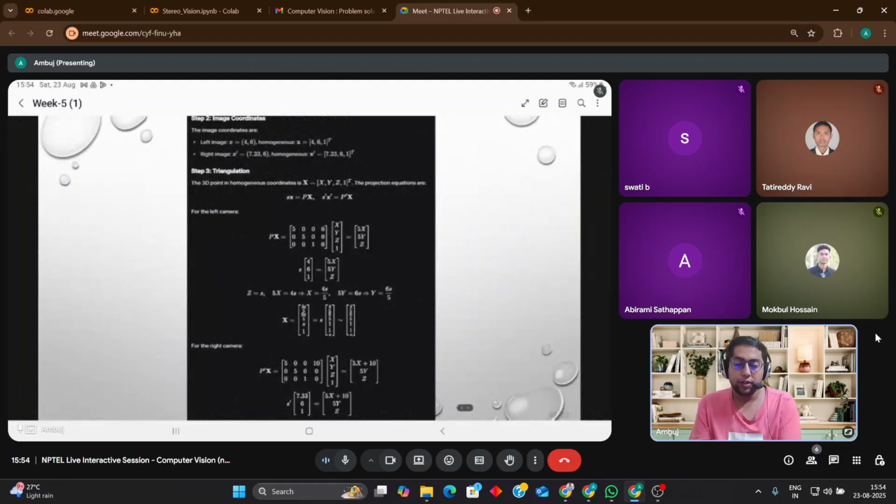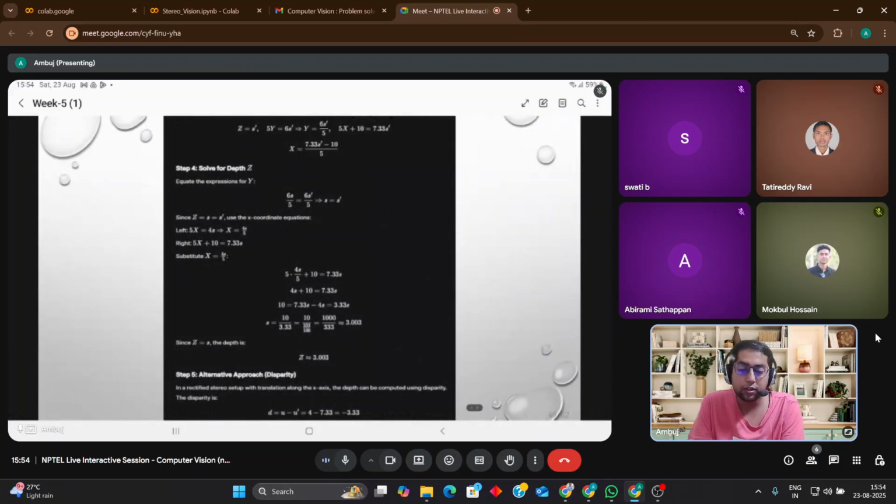After getting these values, the left image coordinates and right image coordinates have been given to you, so you compute using triangulation. After triangulation you can use all these relationships for the left camera and the right camera. Fundamentally, you derive an expression for Z, and when you solve it, you will get the answer as 3.003.